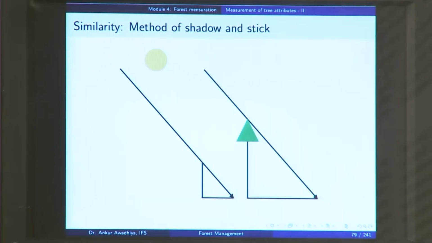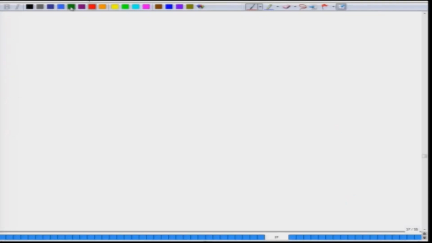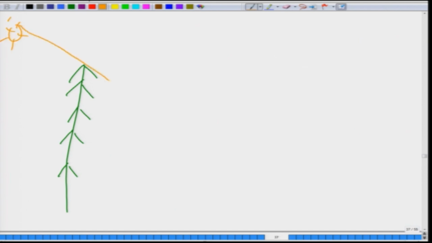So, a good example is the measurement of the height of a tree using the method of shadow and stick. Now, what we do in this case is that you have this tall tree and you have the sun here. Now, the sun will cast a shadow of this tree. So, let us say that this is the shadow of this particular tree. Now, because the sun is at a very great distance from the earth, the rays of the sun can be assumed to be parallel.